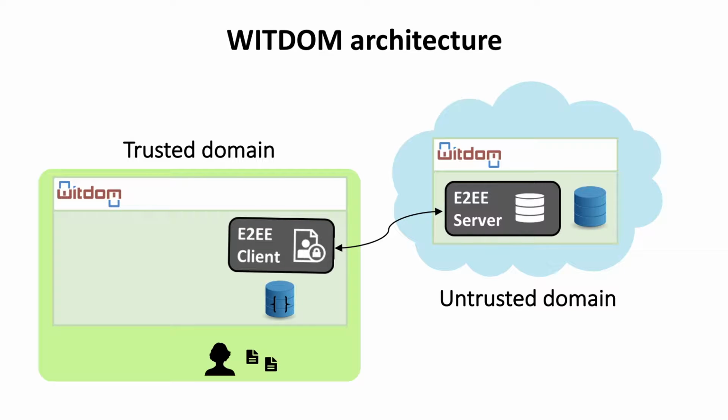The E2EE is just one of the protection components in WITDOM. Users can use other means of protection before outsourcing sensitive data, like anonymization or data masking. So, in the WITDOM framework, there is one centralized component for identity management, one centralized component for management of keys, and one common object storage component.